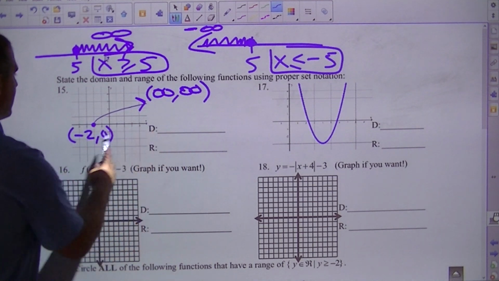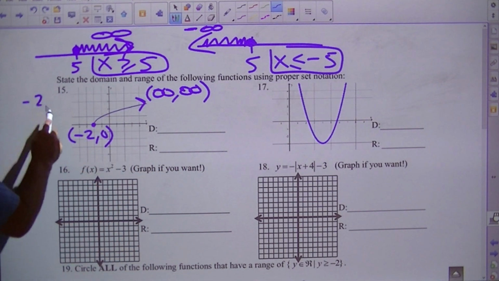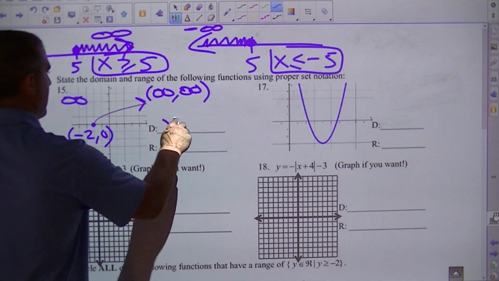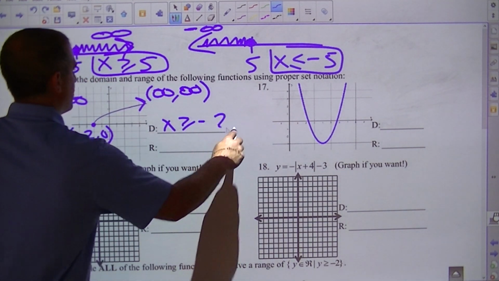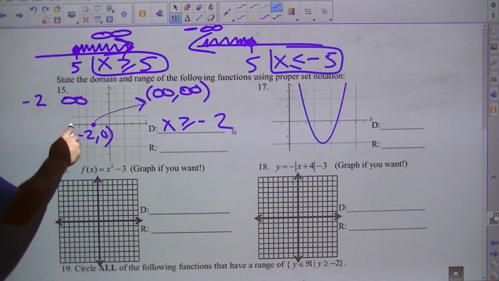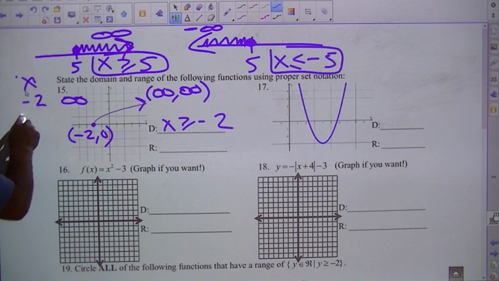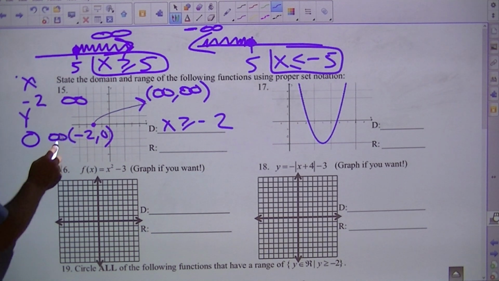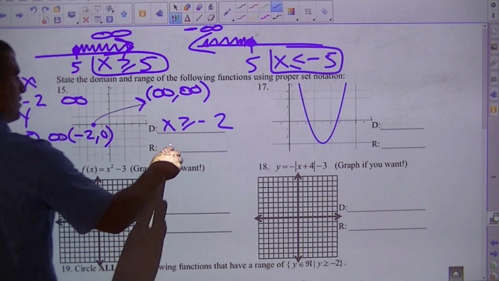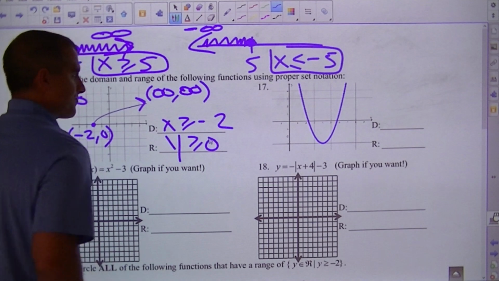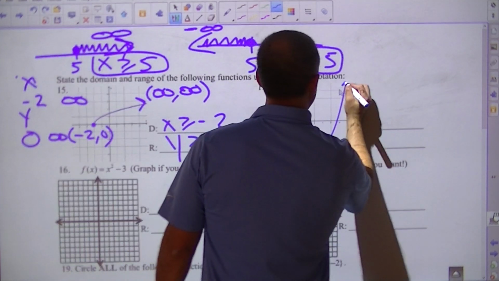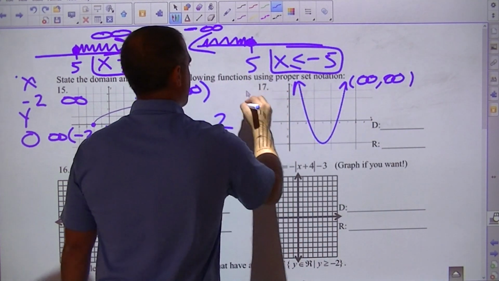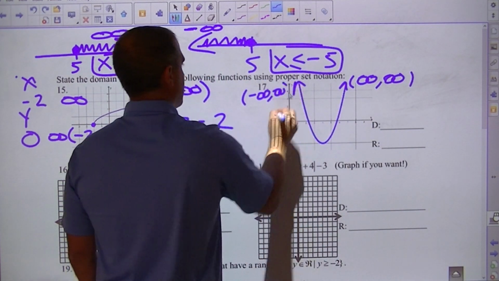My smallest x value here is -2. My biggest is infinity. So I have this scenario: x is greater than or equal to -2. On the range, the smallest y value is 0, the biggest is infinity, so I still have this relationship, y is greater than or equal to 0. Okay? On this one, this would be infinity, infinity. This would be -infinity, positive infinity.